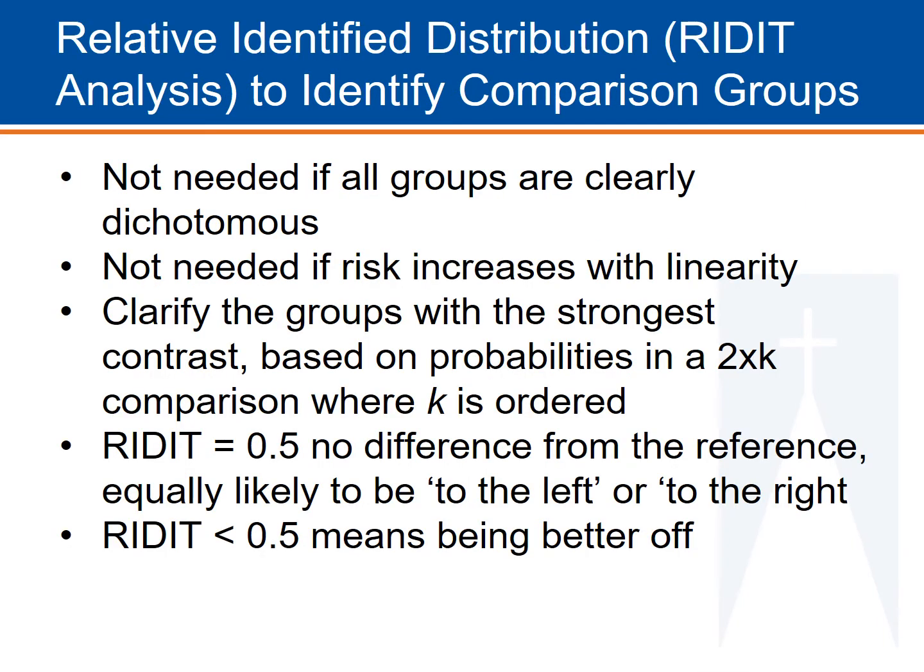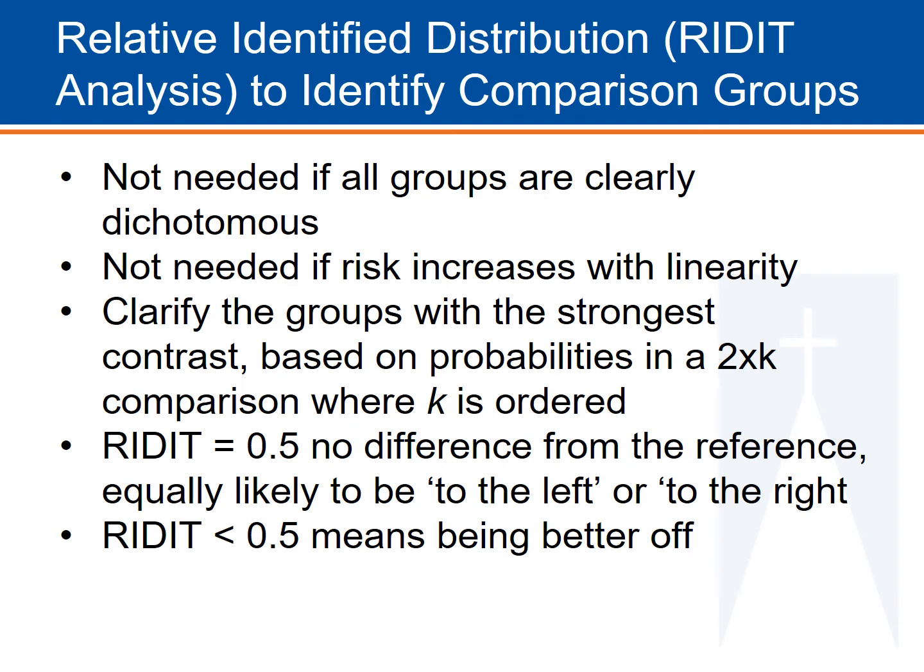I'm going to briefly describe a concept called relative identified distribution, or RIDIT, and this is a process of using statistical methods to identify comparison groups. This is not something that we're going to do in this class, but I want you to be familiar with this concept so that later, if you need to draw on it, you understand how it works.